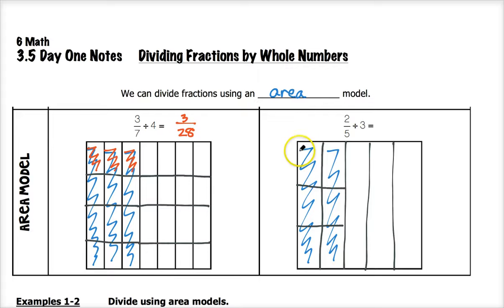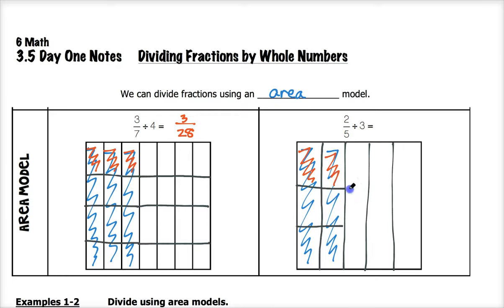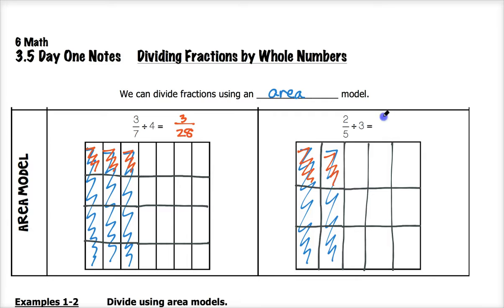What size of pieces do I have now? Well, now, if I looked at my entire grid, I have a 3 by 5 grid, so these are 15th pieces. So these 2 pieces here represent 2/15 of the whole grid. 2/15. So this is a visual way of seeing what it means to divide a fraction by a whole number. We get a smaller fraction when we do that. Okay, 3/7 becomes smaller pieces. We get 3/28. 2/5 divided by 3, we get smaller pieces, 2/15.